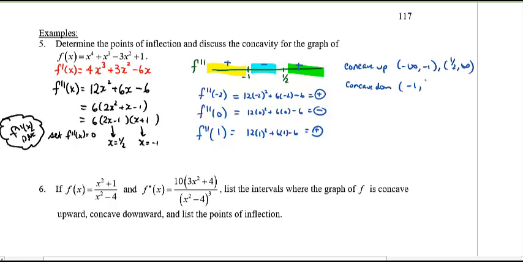Negative 1/2 to 1/2. And then our points of inflection. Well, that's where the concavity changes, and both of those values where the second derivative equals 0 show me where the concavity changes. So negative 1 comma, and I'm going to leave that blank for now because I don't actually know what the y value is. Remember, these are points, y values.